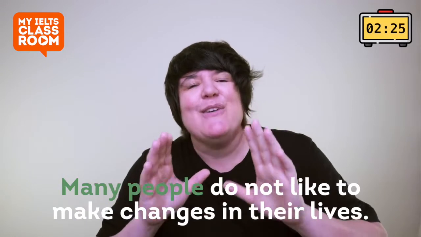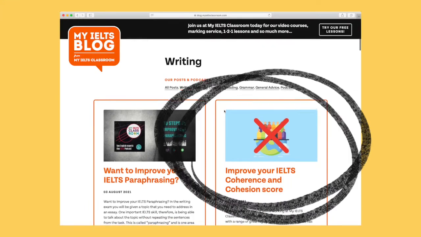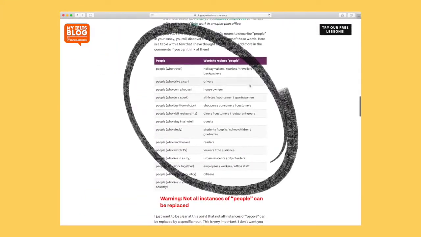Make sure you're only using nouns which are recognisable. If you're not sure what those are, don't worry, I'm going to help you further. I've got a blog post where you can find the most common groups of people that you need to talk about in IELTS essays. Plus, there are other suggestions and more complicated ways that you can use to remove people from your essays. Things like referencing or using gerund phrases.